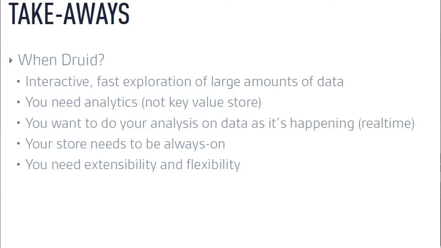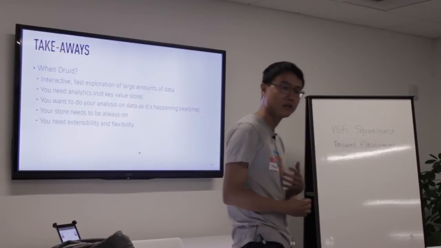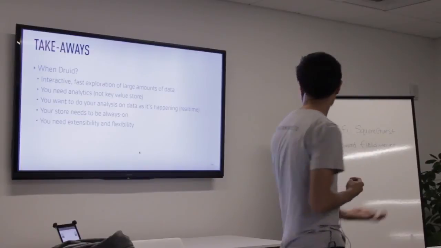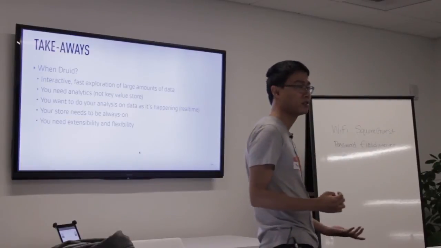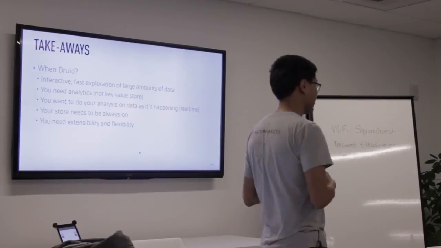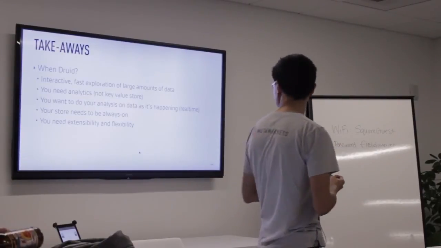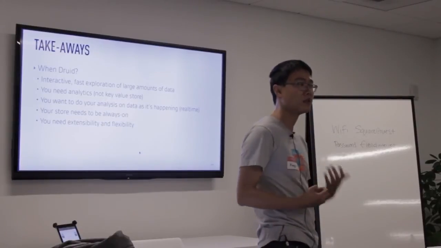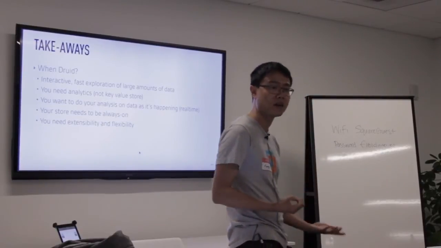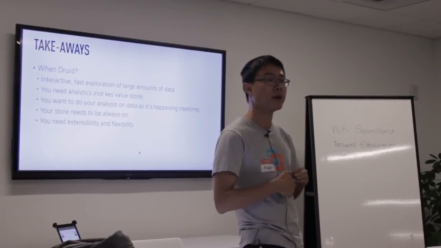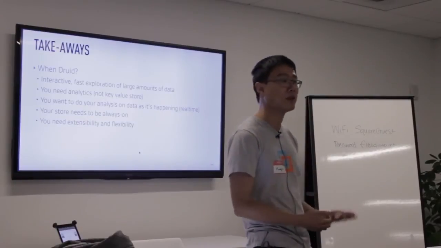Okay, some takeaways. Druid is very good for interactive, fast exploration over large amounts of data. It's a good choice if you want analytics and not just a straight up key value store. It's useful if you want to do analytics on your data as it's occurring in real time, and if you want your system to be highly available, so you don't want any downtime. And Druid is fairly useful if you want extensibility and flexibility with your data store.